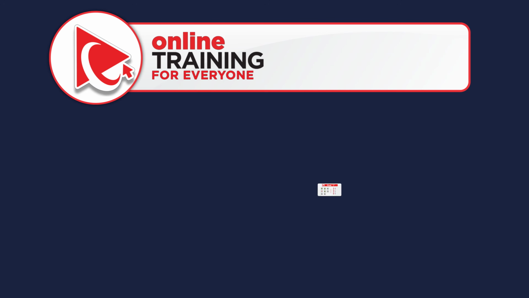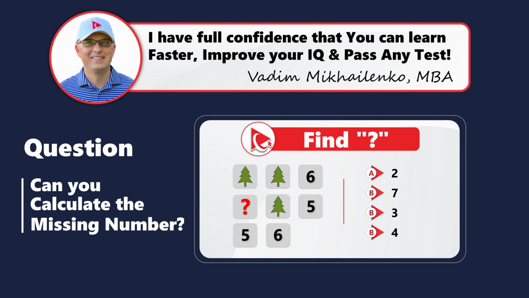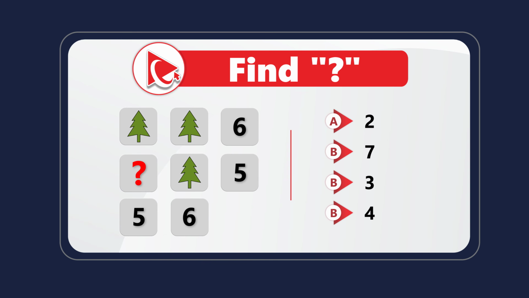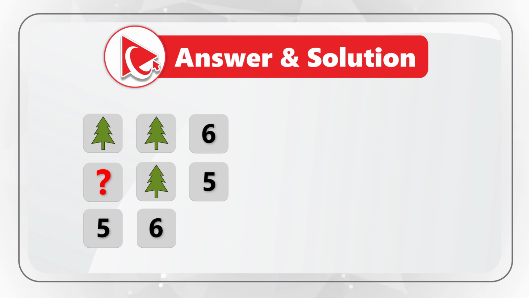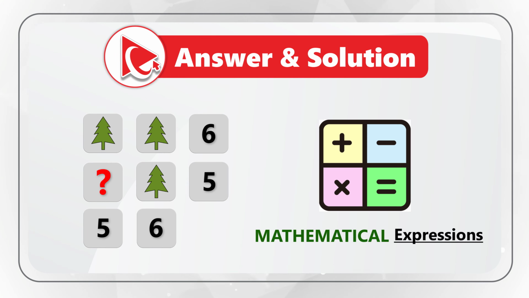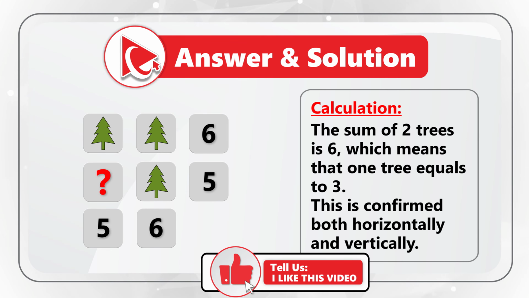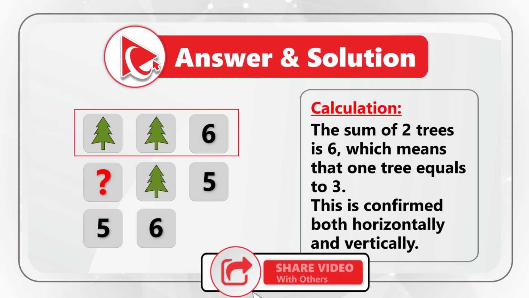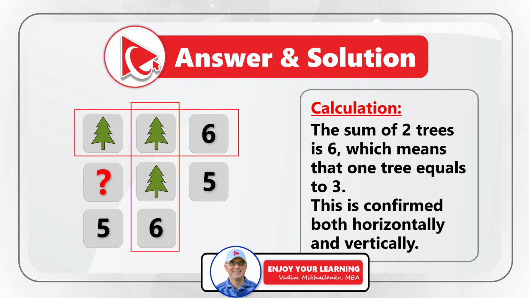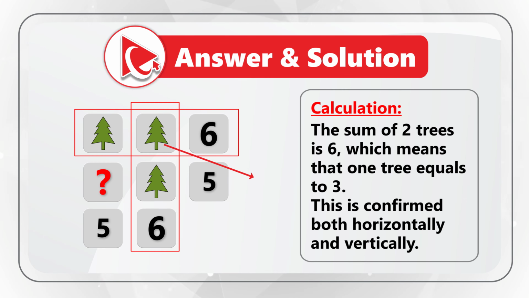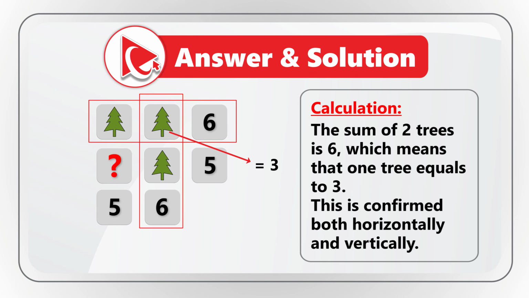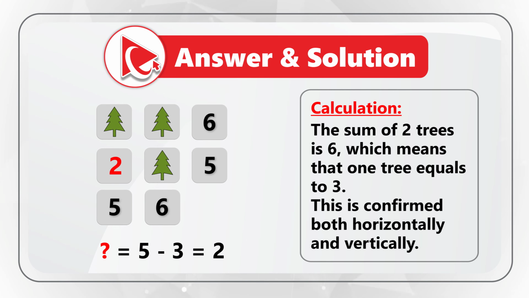On my end, I am moving forward to share with you my version of the solution. And obviously, if you have a better way to solve it, please make sure to post it in comments. As you might have guessed, what we see in the picture are mathematical expressions. For example, the sum of 2 evergreen trees is 3, which is represented by the top row. The same is true for the middle column. Sum of 2 evergreen trees equals 6, which means that 1 evergreen tree equals 3. Now we can calculate the missing number, which would be the result of 5 minus 3, which would be equal to 2. So the correct answer here is choice A, 2.